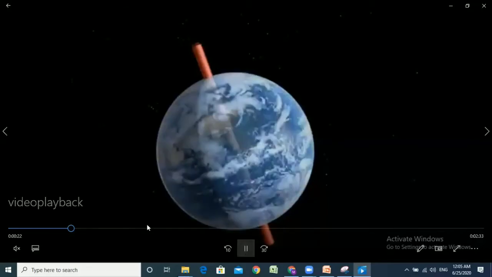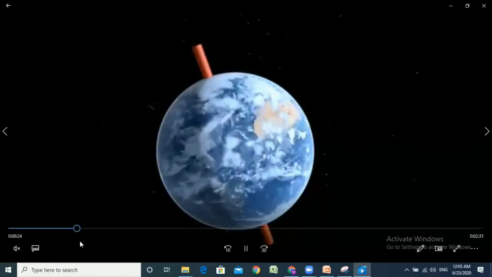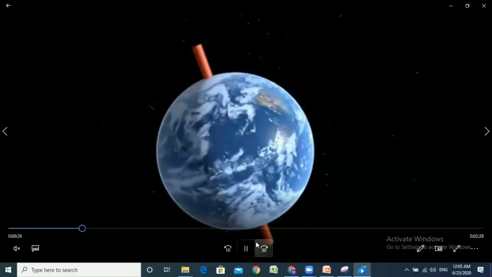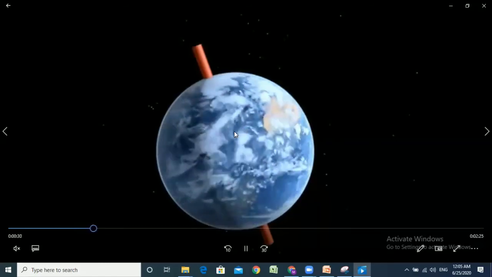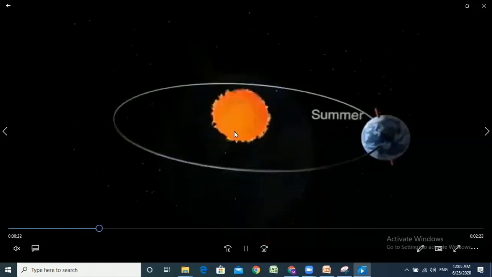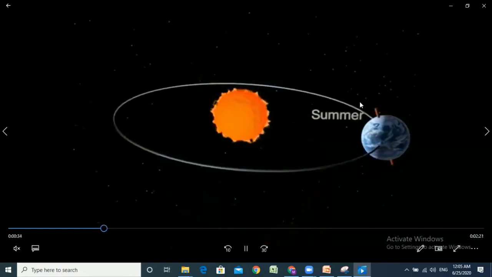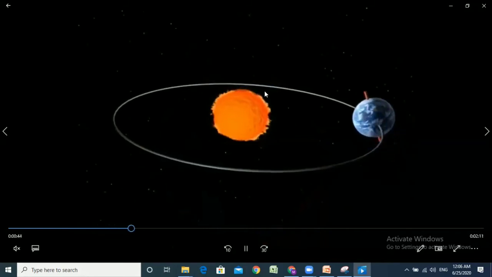So let's watch this video again of Earth. Now look, it is tilted. So some part will get direct sunlight, means more heat, and some part will get indirect sunlight, so less heat. So this part, northern hemisphere is getting direct light, so summers. Southern hemisphere less indirect sunlight, so winters.